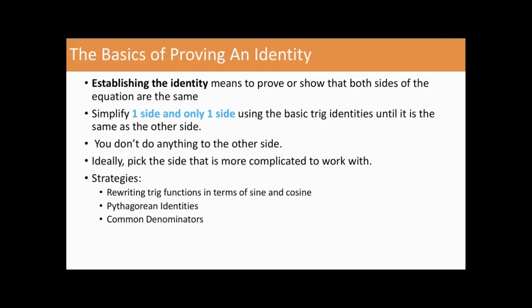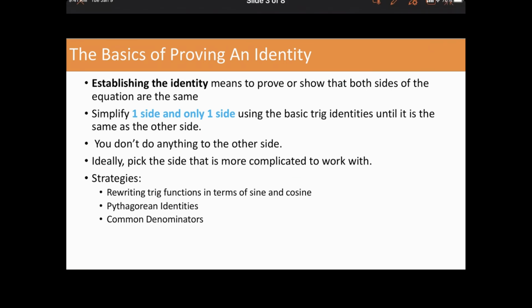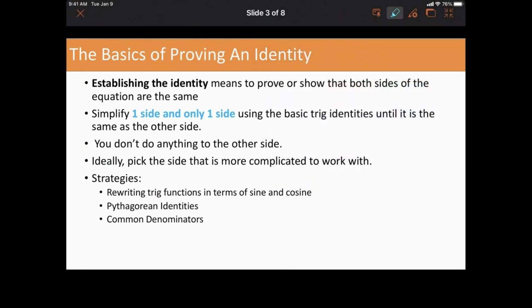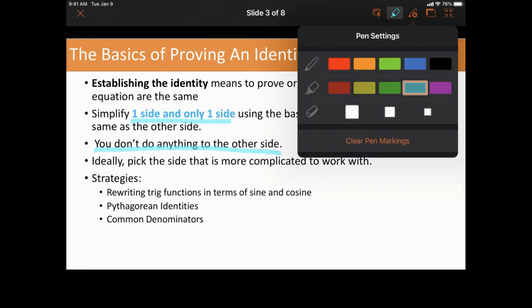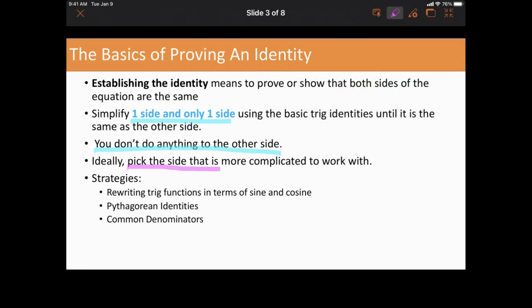So some of the basics of proving identities we talked about. When you have this equation, the statement that you're trying to prove correct, we are only manipulating or working with one side. And the other side, you don't do anything to it. But at the very last line, the left side needs to be identical to the right side. We pick the side that is more complicated. Sometimes it's on the left, sometimes it's on the right.